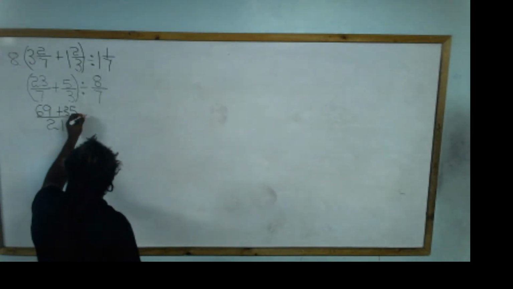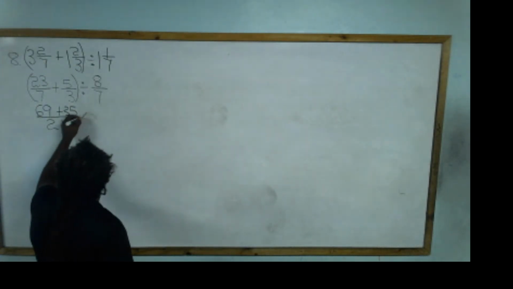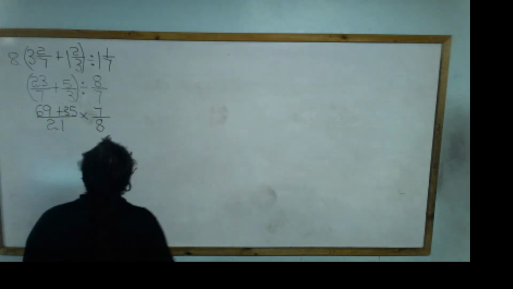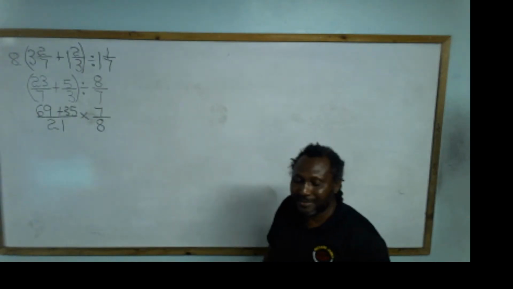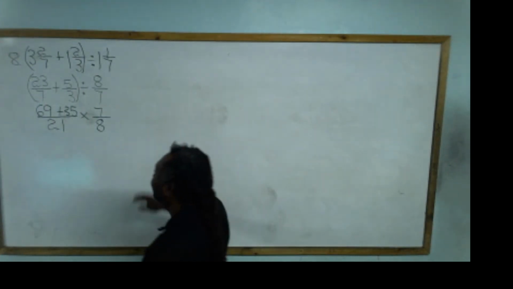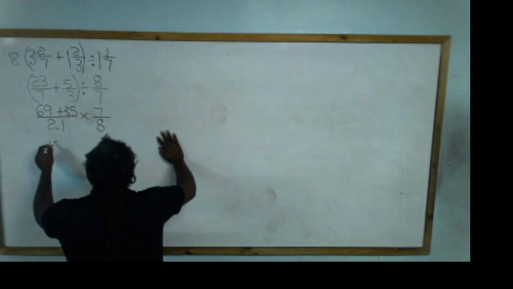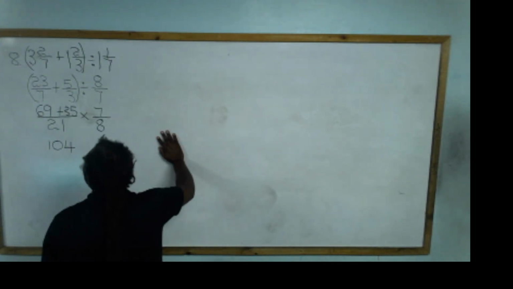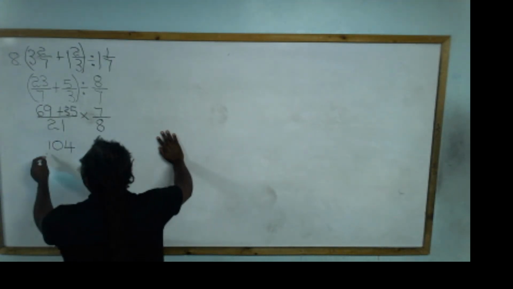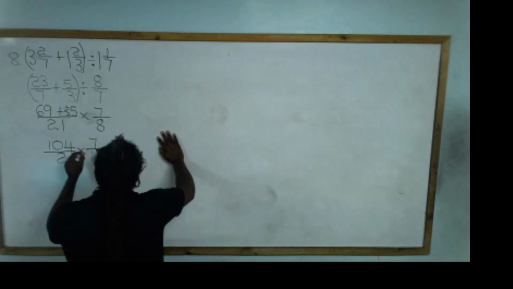So we're going to divide this by, no, we're going to multiply because we have it already. So we're going to multiply this by 7 over 8. Very nice. Now students, look at this number. 69 plus 35 is 104. And that's over 21 to be multiplied by 7 over 8.